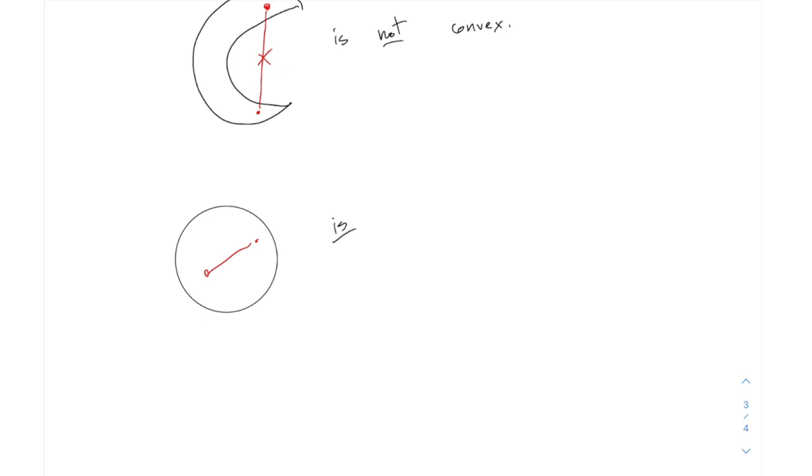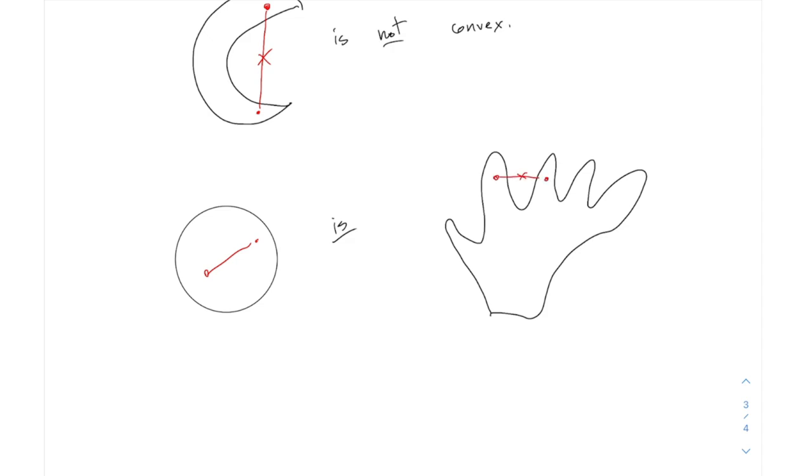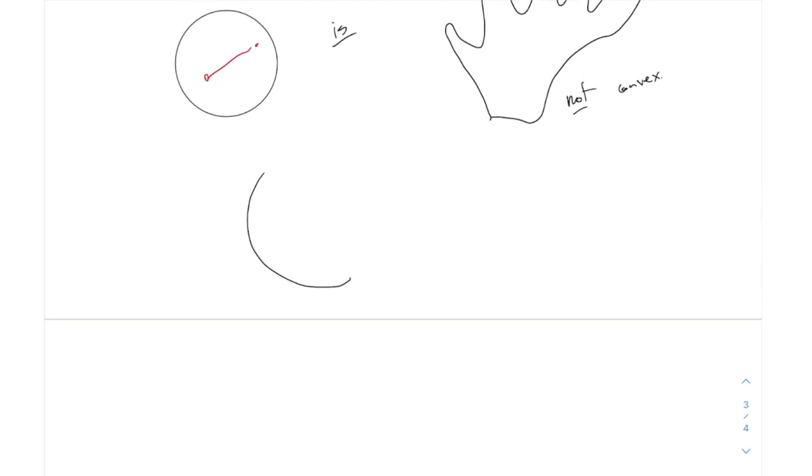How about something like my hand? Is that convex or not? My hand is too big for the screen. Doesn't that look like my hand? Is that convex or not? No, it is not. Because there are many ways you could choose two points in the hand, and the line between them is not in the hand. So this one is not convex. Right? How about something like a circle, but it's got sort of a little something like that cut out of it? This one also is not convex, right? Because you can do something like this, and that line leaves the circle. So this one is not convex.